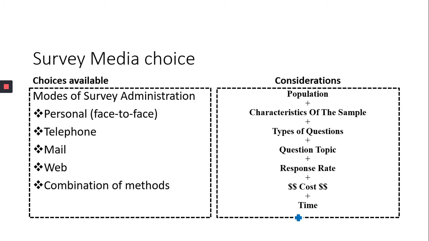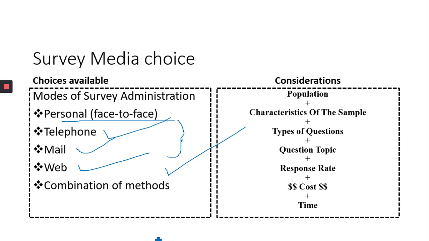Now, after having determined the sample size using a scientific approach, either using the tables or the sample size that was used by others who did a similar study, you then need to decide on survey media choice. What media are you going to use? Are you going to call the people? Are you going to email them? Online or what? There are so many modes of survey administration. There is personal, face-to-face, or telephonic, or mail, or through a website, or in most cases a combination of these methods.